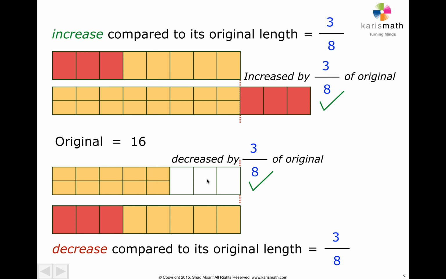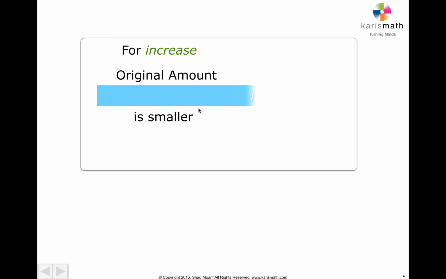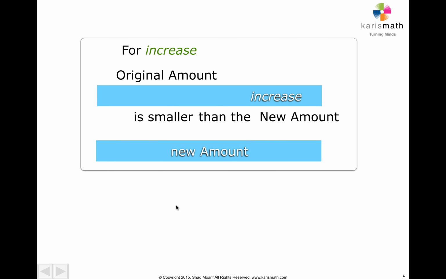So you have an idea. The same idea. It's just that for increase, the original amount is always smaller than the new amount. Obviously, because the new amount is an increase of the original. So if you look at the new amount, it's always more than the original amount. That's the new amount, that's the original amount.